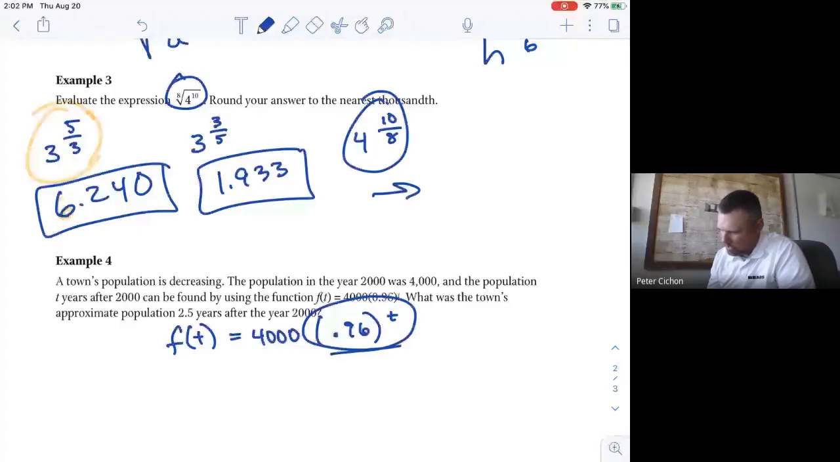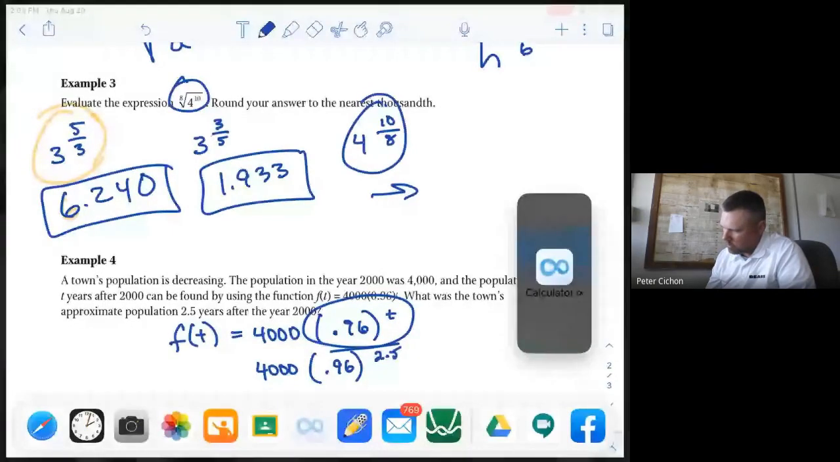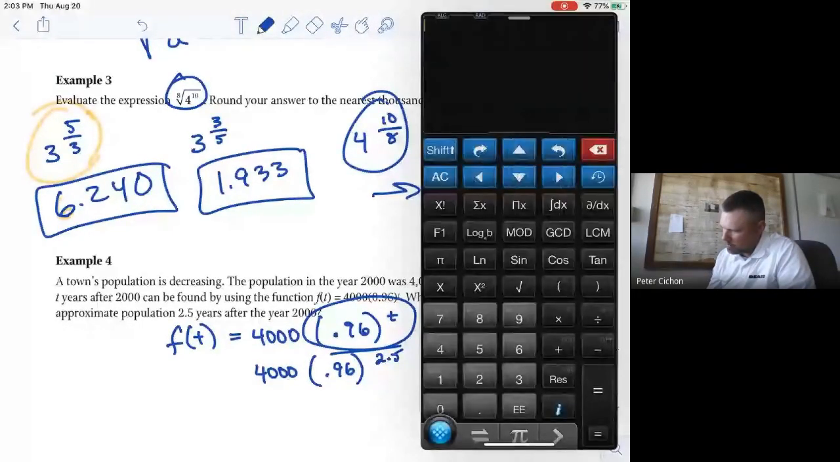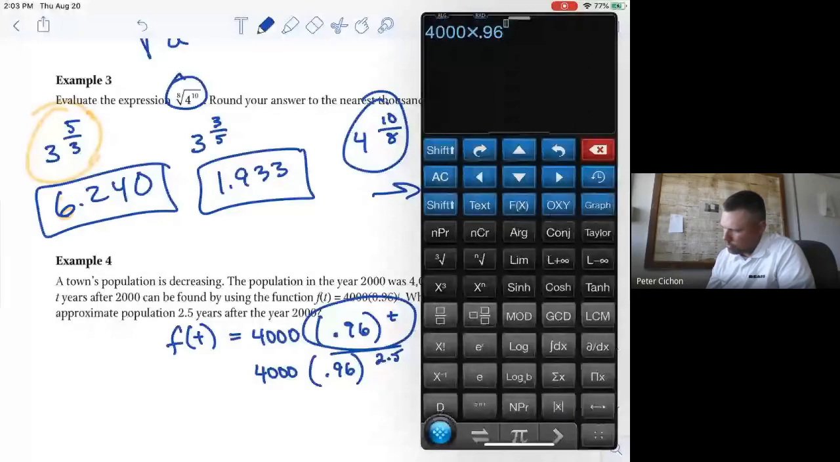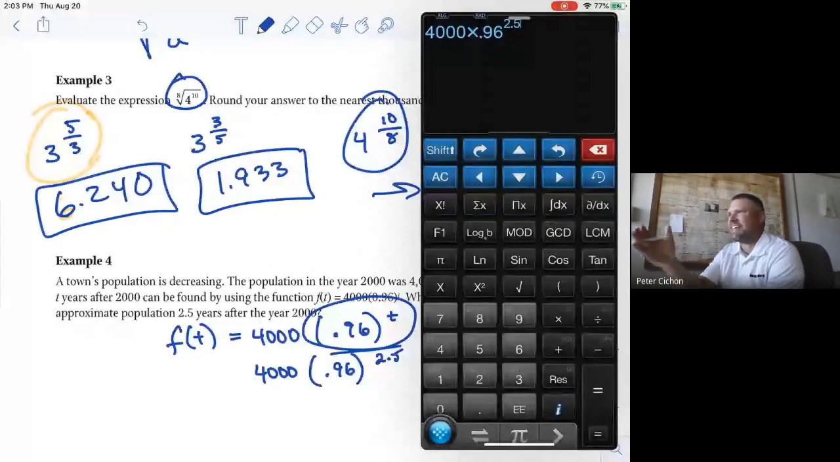All right, so anyway, all you have to do is 4,000 times 0.96 to the 2.5, okay? So let's bring that calculator back. All right. 4,000 times 0.96 to the 2.5. Guys, the iPhone calculator will do what I just did, but it doesn't have a nice exponent button. You don't get to see it.